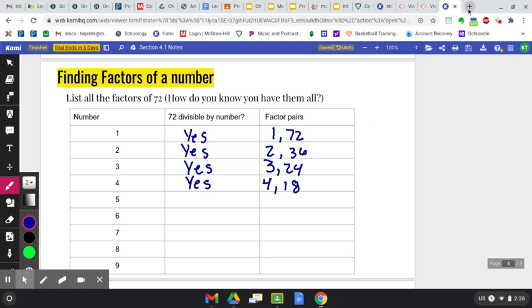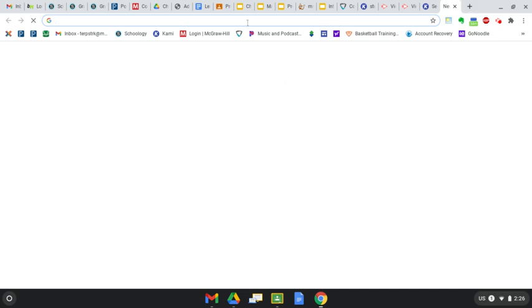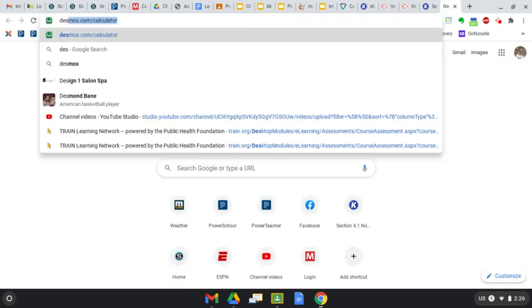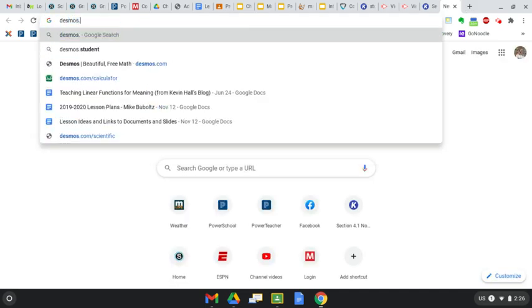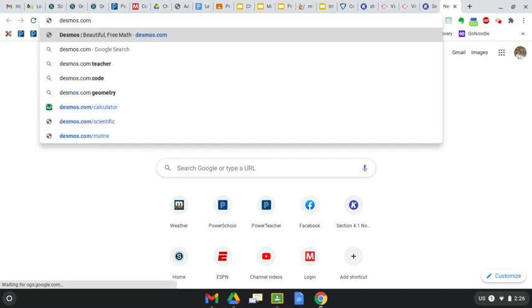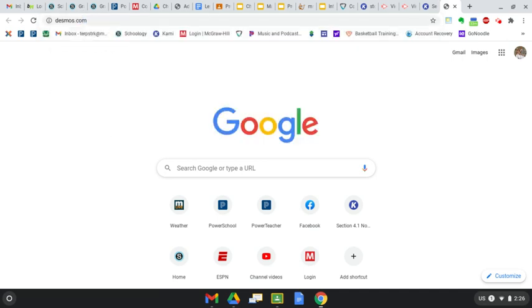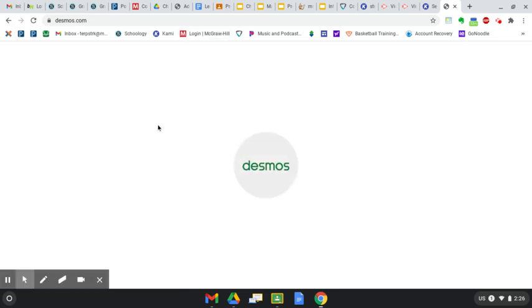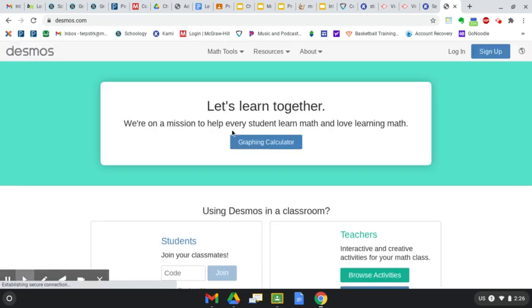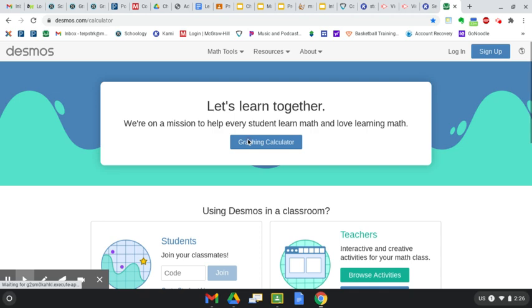So if you don't have a calculator, a good online calculator is desmos.com. And you can just launch graphing calculator.